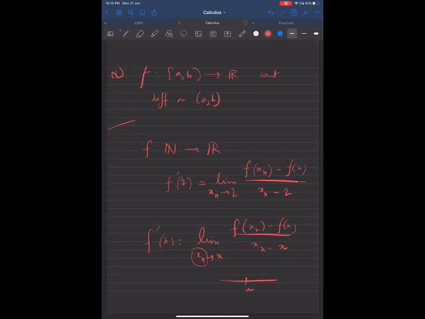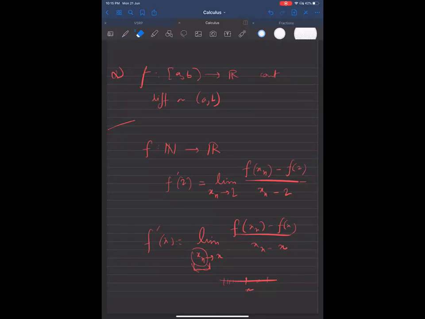Now, if we don't even have a sequence of numbers converging to x, then how do we really define the limit of it? If for all sequences the thing is going to the same point, then we say the limit exists, right? This can be any sequence xn converging to x. That is the whole concept of left-hand derivative and right-hand derivative. You take a sequence from here and a sequence from here, and you check if the limits are the same coming from both sides.